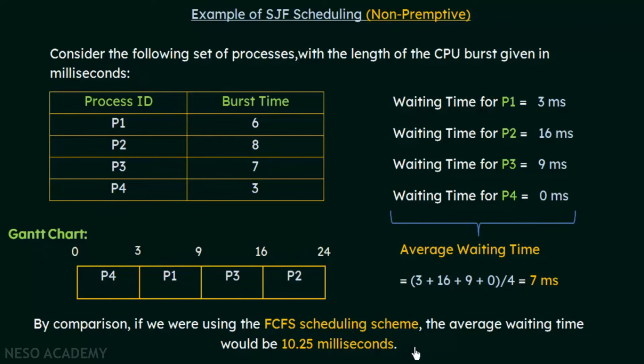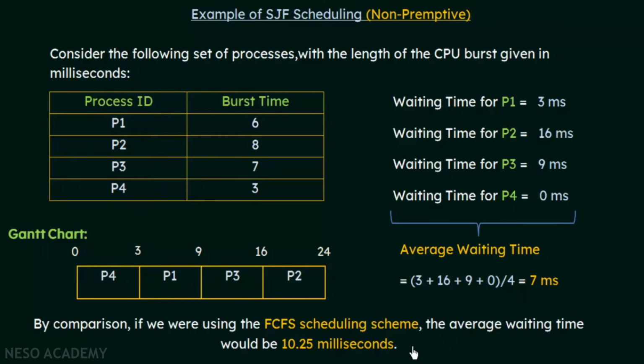So from that itself, it is clear that this SJF scheduling algorithm is better than the FCFS scheduling algorithm. Why? Because the average waiting time in case of SJF was only 7 milliseconds. But if we solve the same thing using FCFS, we are going to get 10.25 milliseconds. So which clearly shows that SJF is a better scheduling algorithm because it is giving a lesser average waiting time.